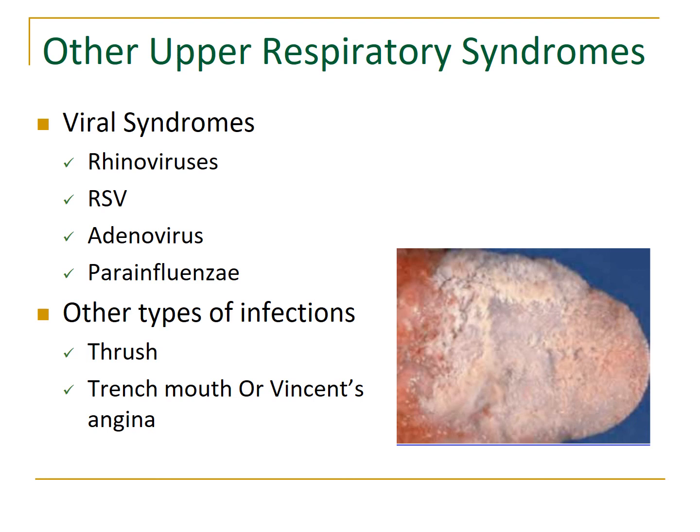So let's end this presentation with agents of other upper respiratory syndromes. Rhinoviruses account for most of the common colds, especially in adults. In young children, RSV, parainfluenza viruses, and certain adenoviruses are responsible.